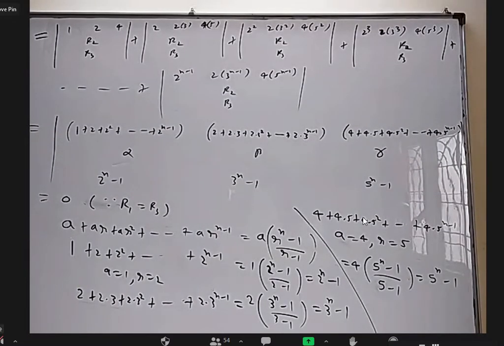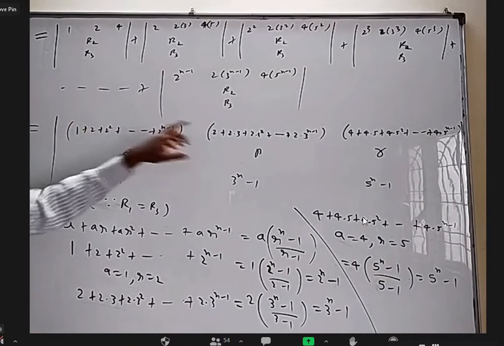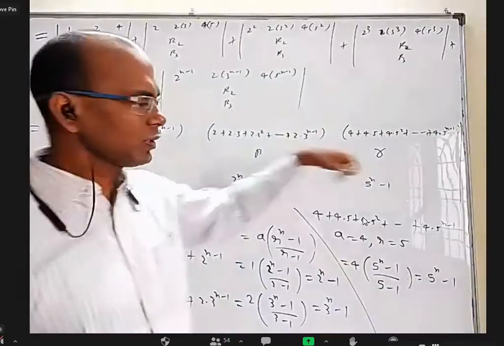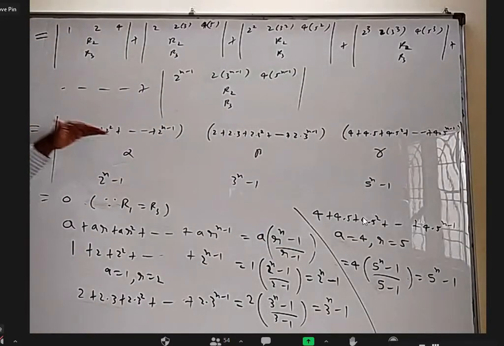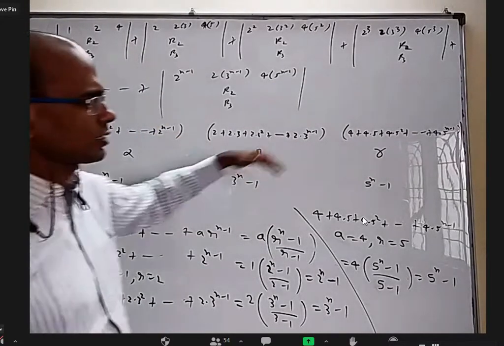Sir, just to try to write the first row in terms of the third row, no, sir? Yes, correct. Basically, two things we have done. In all the determinants that we are adding, second and third row are same. That's why we could add the first rows. After that, we realized this is geometric progression, this is geometric progression, this is geometric progression. Sum of n terms, and we use the formula, we realize this and this are same, this and this are same, this and this are same.